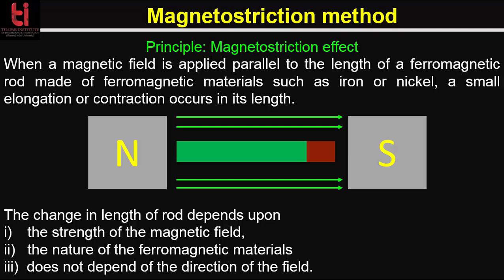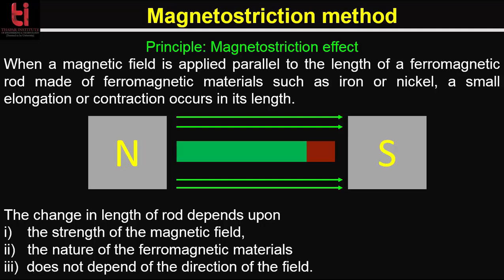Now, what is the principle of the magnetostriction method? When a magnetic field is applied parallel to the length of a rod made of ferromagnetic materials, for instance iron or nickel, a small elongation or contraction occurs in its length. You can see here the ferromagnetic rod, and this is the magnet, the north pole and the south pole, and the magnetic field is parallel to the length. When we apply the magnetic field, depending on its strength, you can see the small elongation or small change, shown in brown color. This is the change due to the magnetic field.